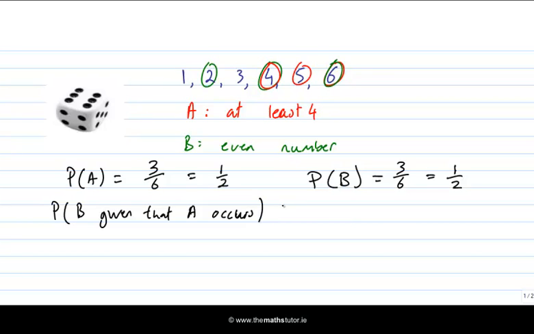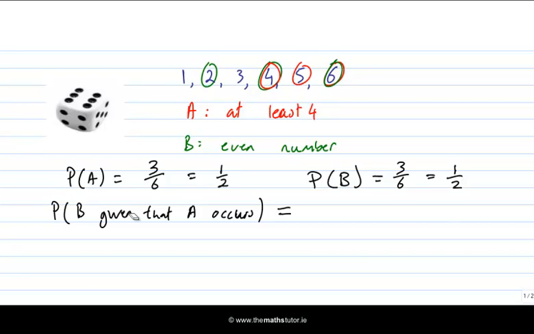So what's that probability? Well, effectively, what's happened there is that we're just restricting to a particular subset of the sample space. We're forgetting about 1, 2, and 3, those outcomes. We're just saying that it's given that A occurs, so that means we're given that 4, 5, or 6 has been rolled, and we're asking for the probability of an even number given that that's true.